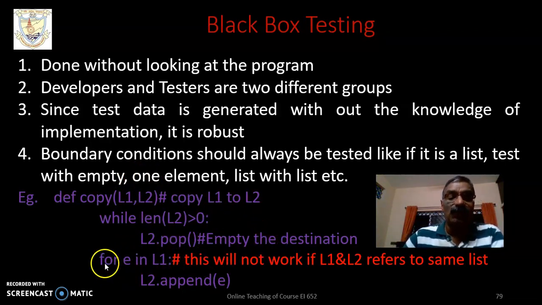Then use a for loop, for E in L1. So a for loop is used to iterate through each and every element of the source list L1. E is a variable. It goes through each element at index number 0, index 1, 2, 3, 4, and so on. And for each element E, the for loop enters into another state where L2 is loaded with the element which is present at the source, that is at L1.